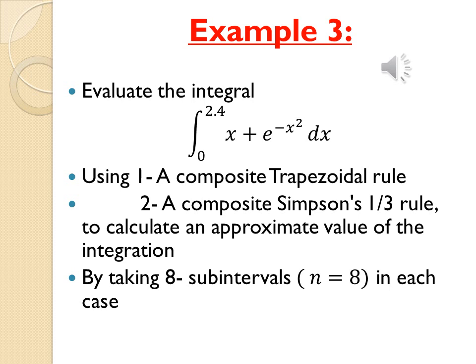Another example. We want to integrate from 0 to 2.4 of x plus e to the power negative x squared, by the two methods. First method, composite trapezoidal rule. Second method, composite Simpson rule. We can calculate it by taking 8 subintervals, meaning n equals 8, so n is even, so we can use trapezoidal and Simpson. But if n equals 7, we use only trapezoidal, not Simpson.